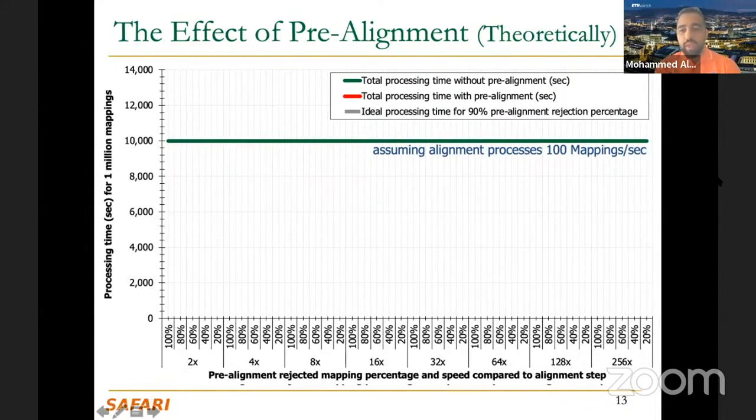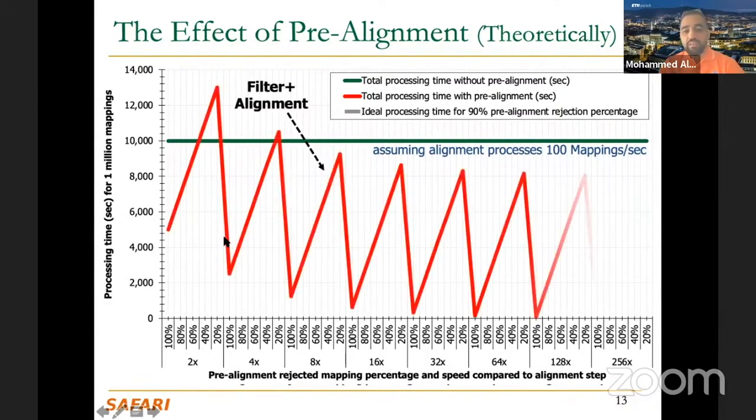Now assume we have only the sequence alignment. We want to process these 1 million sequences. So we run sequence alignment and assume constant time for whatever the pair is, and it will always take 10,000 seconds to process these 1 million mappings. Now we want to measure the time for filtering plus alignment, given that these characteristics are satisfied. For example, if we say 100%, then 100% of the pairs are rejected. So this is what we get, really a zigzag shape plot.